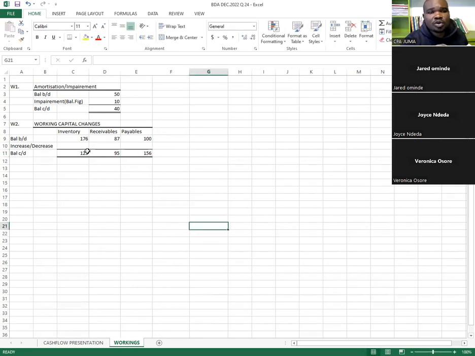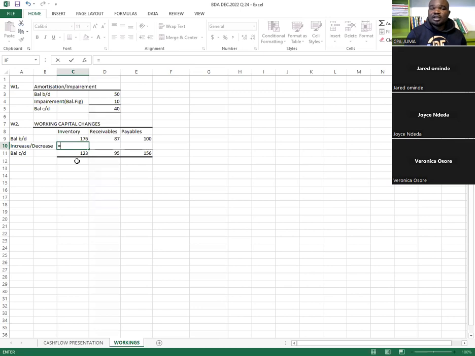156. So the differences here, you'll say is equals to, for example, you can take whichever. This one here. But this one here will not rank. It will depend. Inventory, that it was 176, then it went down to 123. So that is cash inflow. It means we sold some stock. And when we sold, is a cash inflow. So it should be positive.